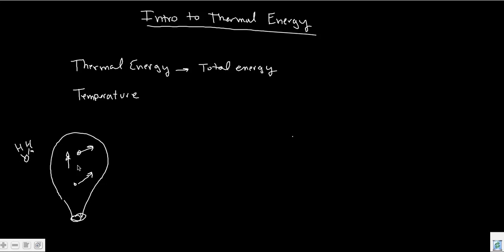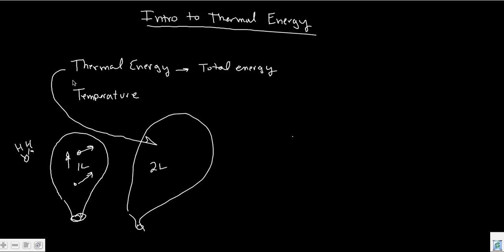So let's say that this is 1 liter of gas, and if I had another balloon right next to it, which is 2 liters of gas, what's going to happen is this is going to have a higher thermal energy, because it's going to have more particles. They might be the same temperature though. And so what is temperature? So temperature is actually just the average energy per molecule. So when we talk about temperature, this is average energy per molecule.